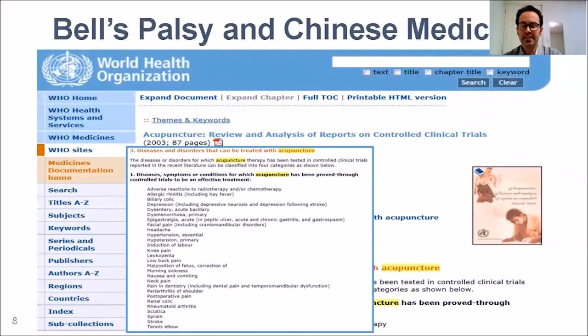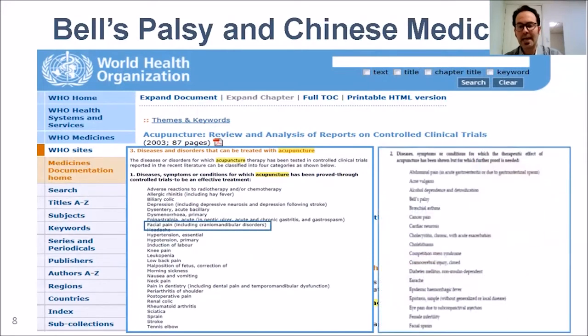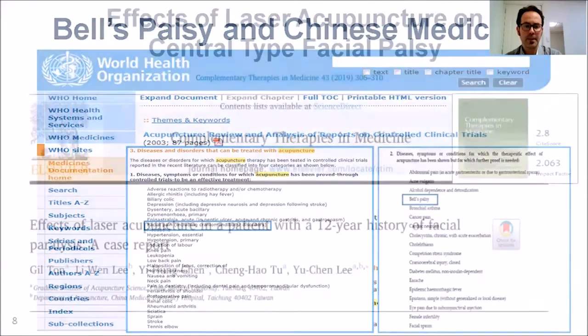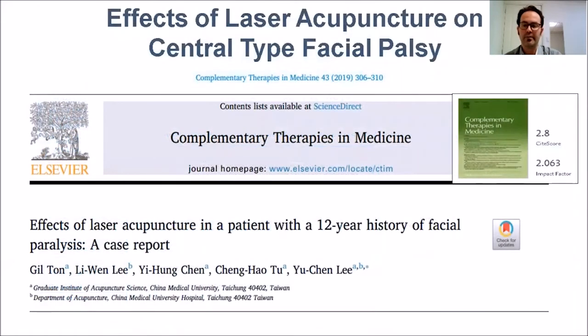Regarding Chinese medicine's ability to treat Bell's palsy, this is a review published by WHO in 2003. The first category is diseases that acupuncture has been proved through controlled clinical trials to be an effective method. We can find facial pain there. The second category is diseases where a therapeutic effect has been shown, but further proof is still needed. Bell's palsy is in this category. So there is still room for improvement in terms of our evidence.